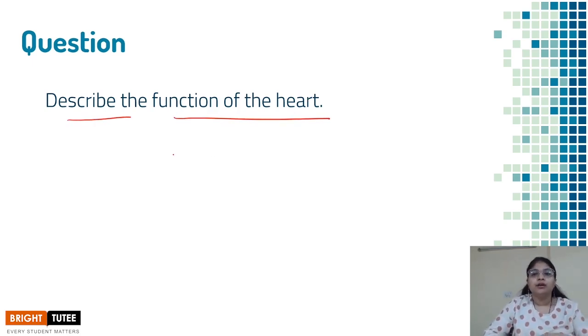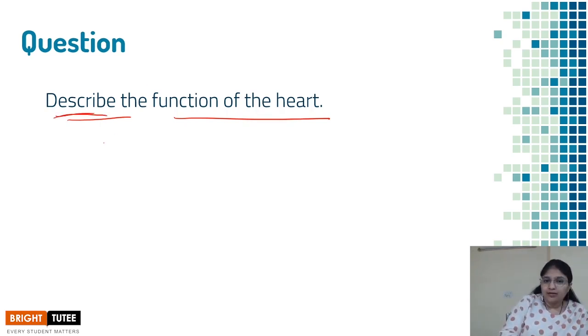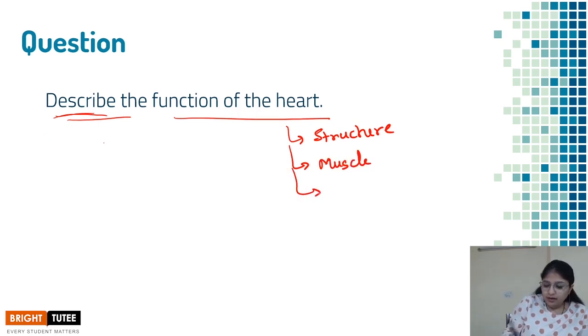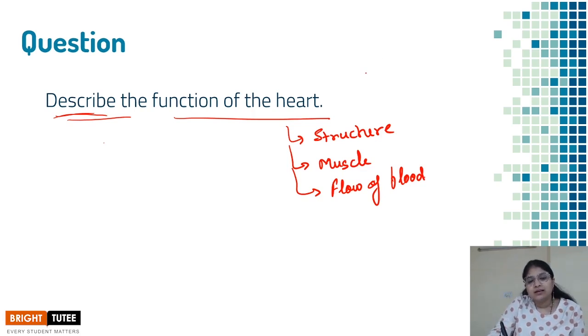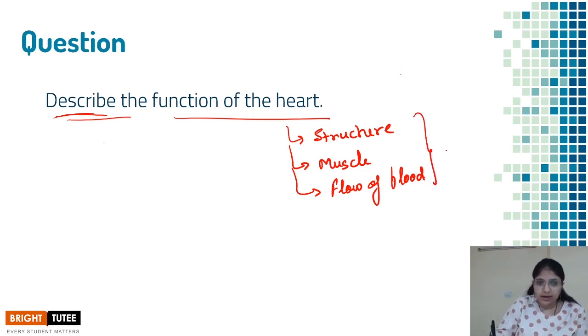Also, if you are able to describe the flow of the blood within the heart, that would also be helpful, right? So in this way, we are going to answer the question. First of all, we are going to talk about the structure, right? And we are going to talk about the muscles that produce the heartbeat. And then we are going to talk about the flow of the blood, right? Always remember, students, that depending on how many marks the question has, according to that only you are going to answer your questions, right?